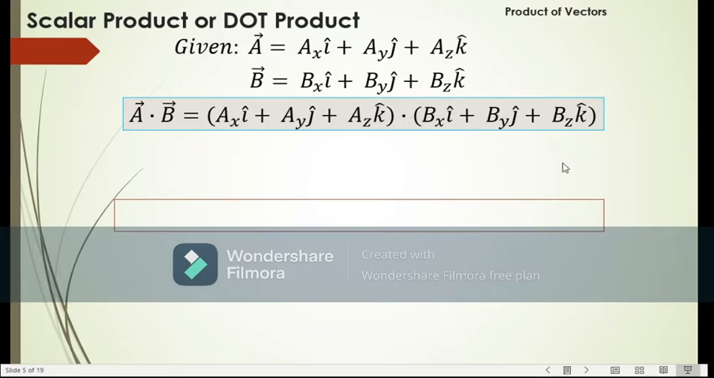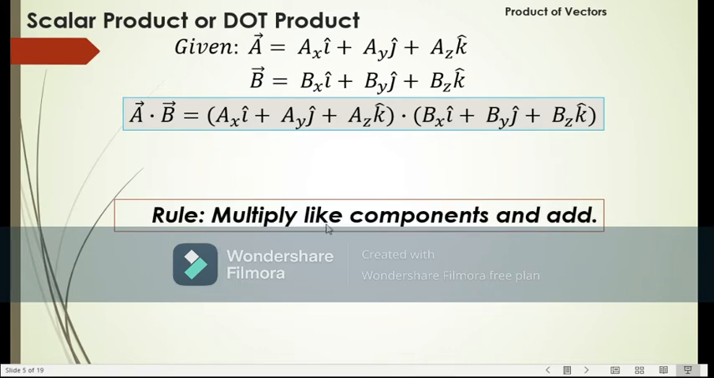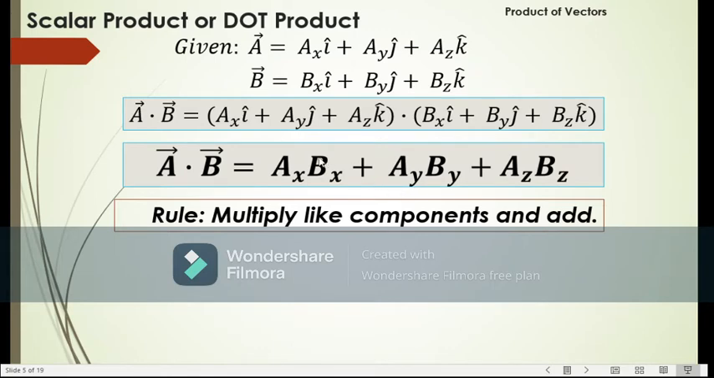And for us to get the dot product, we will only multiply like components, and we have to add. So when we say like components, that means A sub x times B sub x plus A sub y times B sub y plus A sub z times B sub z. So this is how to multiply using a scalar product or dot product. We will multiply only those having like components and then we have to add.